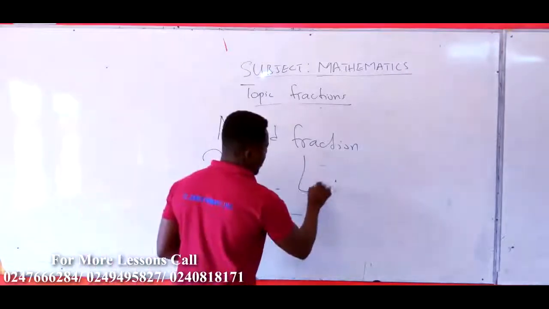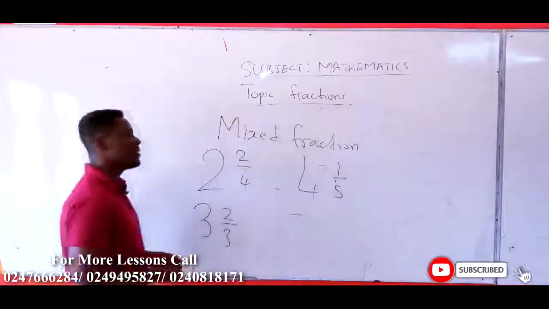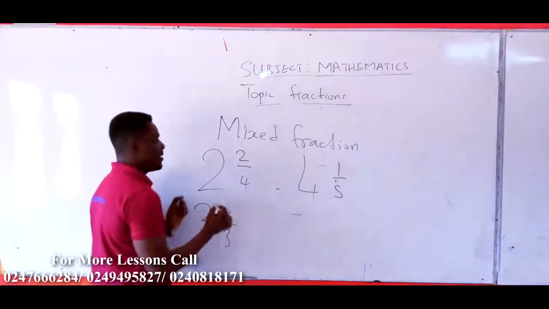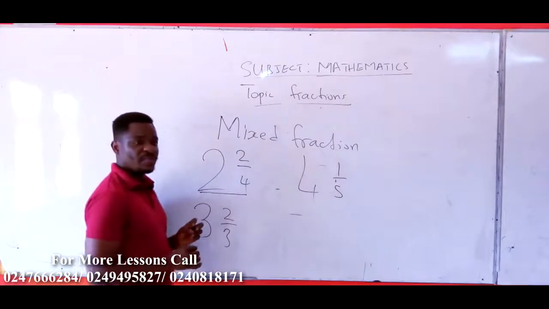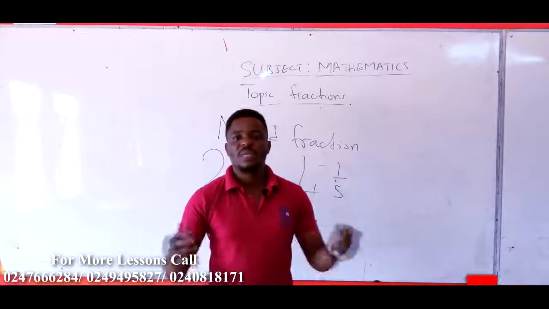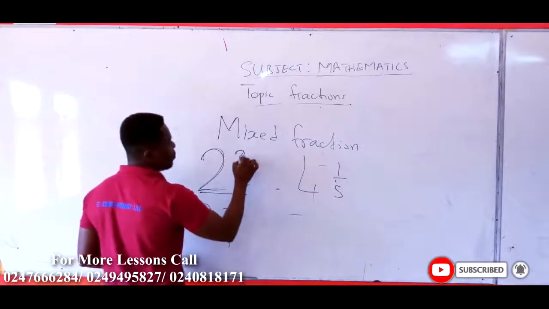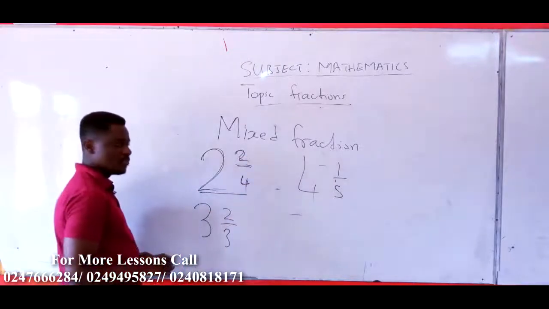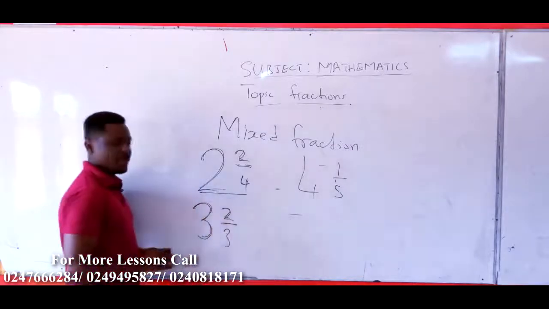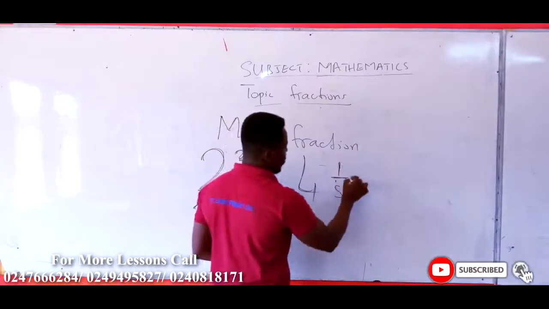Okay, this is a whole number with a fractional part. So we say that a fraction is a mixed fraction when it combines the whole number and a fractional aspect of it. You see that in a mixed fraction we have the whole number combined with the proper fraction. And look here: 2 whole number 2 over 4, or 3 whole number 2 over 3, or 4 whole number 1 over 5.